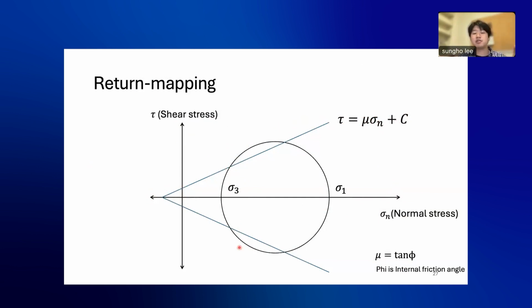So if this circle intersects the line or touches the line, failure occurs according to Mohr-Coulomb theory. The exceeding stress should be reduced at least onto the failure envelope. Implementing the return of this overstress to the failure envelope numerically is called return mapping. Additionally, since we don't have a constitutive law for plastic failure, there is no relationship between plastic strain and plastic stress, so we assume it follows the shortest path like this.